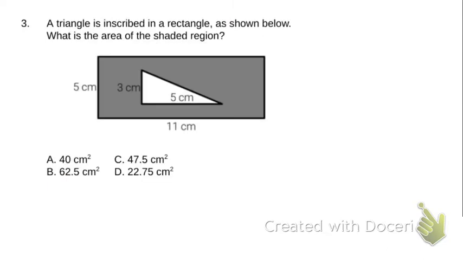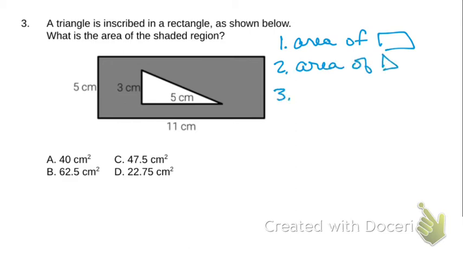All right, number 3. A triangle is inscribed in a rectangle. That means it is in the middle, taken out of it, okay? What is the area of the shaded region? So this is a 3-step problem. Step 1 is area of rectangle. Step 2 would be area of the triangle. And step 3 is subtract those. Okay, if I took out that triangle here in the middle, it gives me the area of the shaded part.